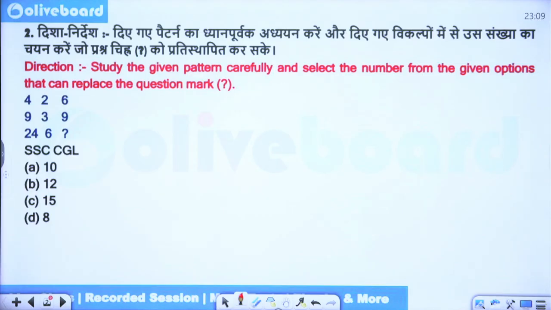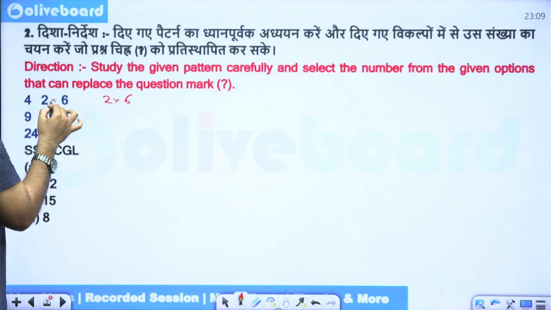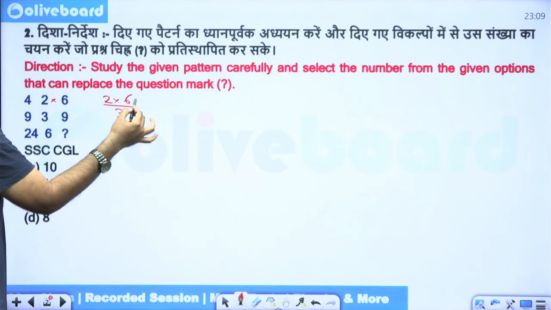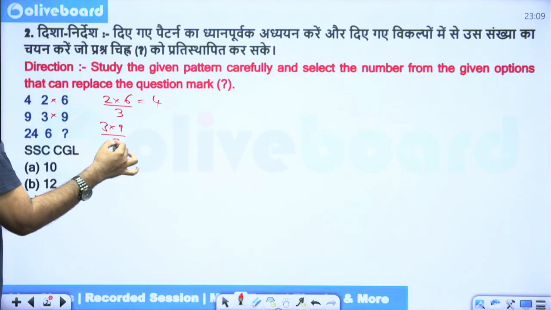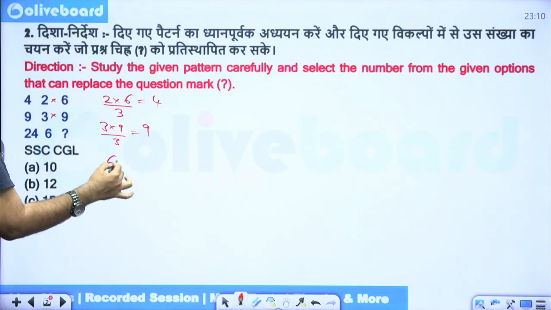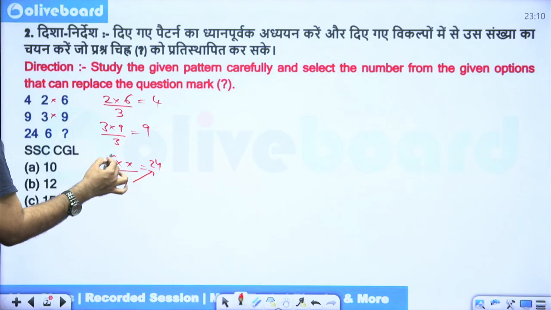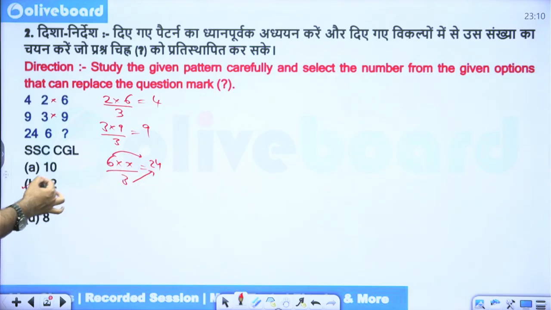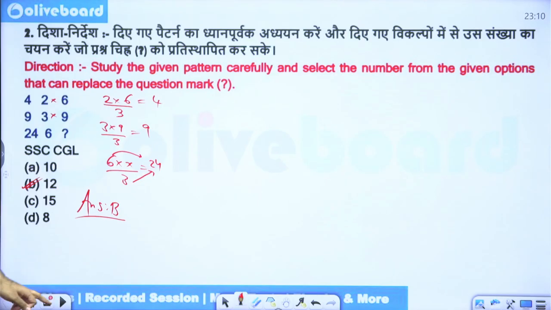So this is similar to the previous one. What is happening here? I can multiply these two. 2 into 6, I will divide it by 3 to get 4. Again 3 into 9, 27 divided by 3 is 9 again. And 6 into x divided by 3 should be equal to 24. So it's actually 12. Okay, option B is the right answer. Next.